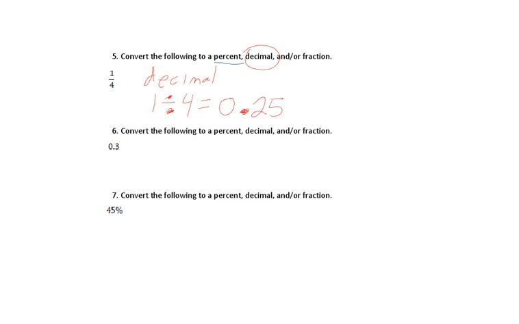Now, if you want to do a percent, it's easier to work percents from decimal. All you do is 0.25 times 100. That will give you 25%.